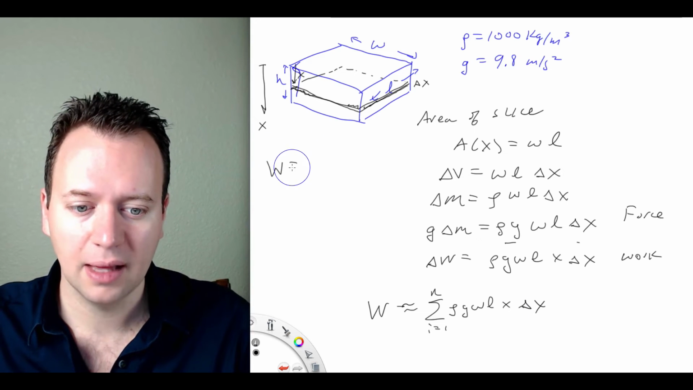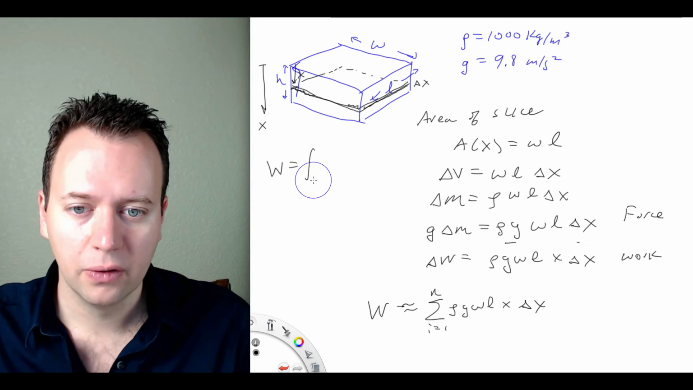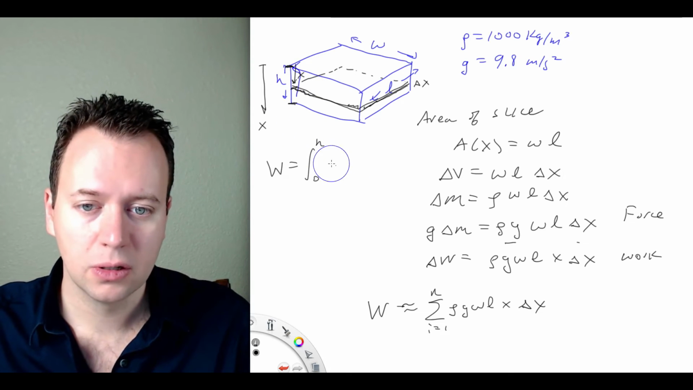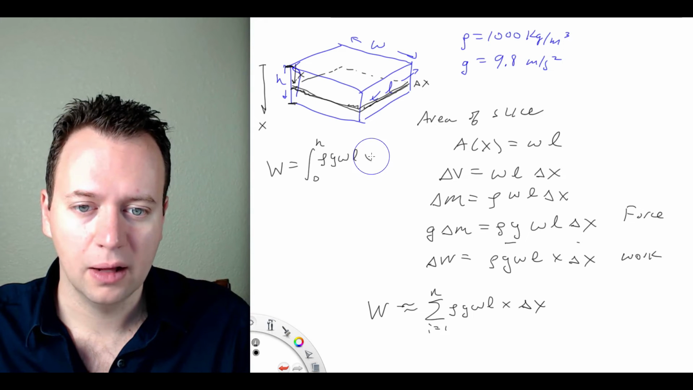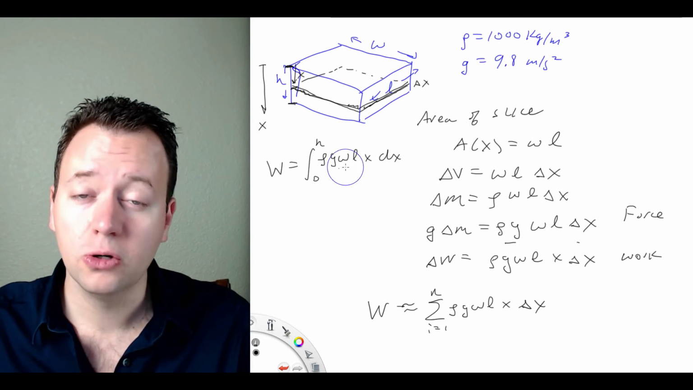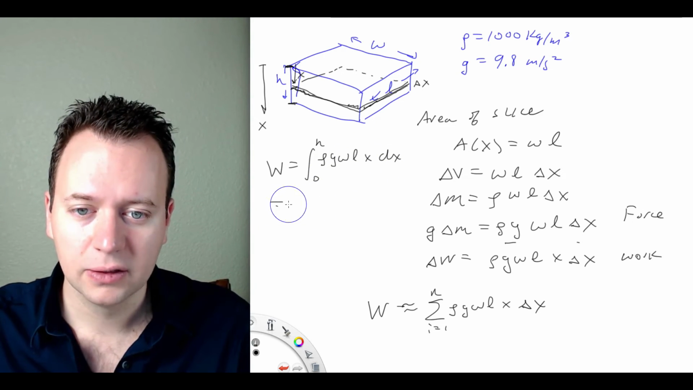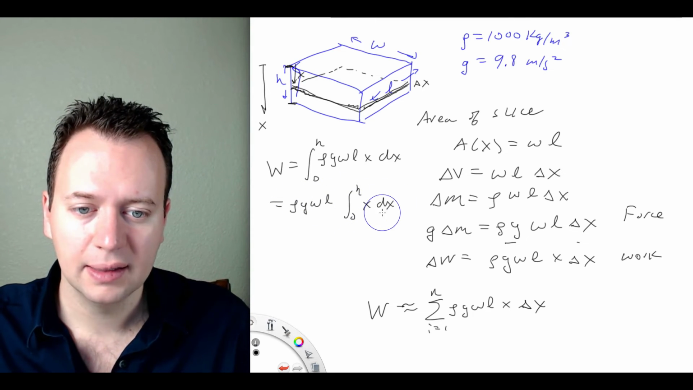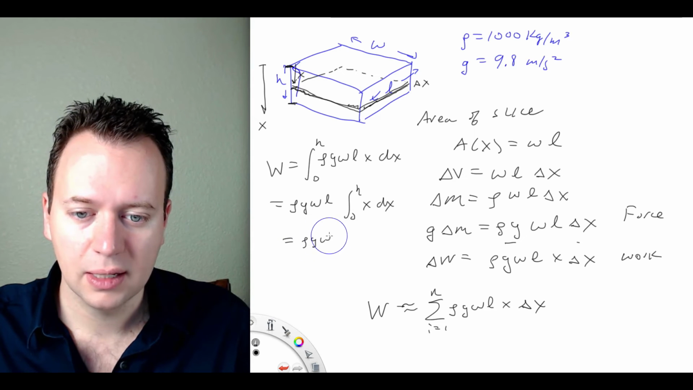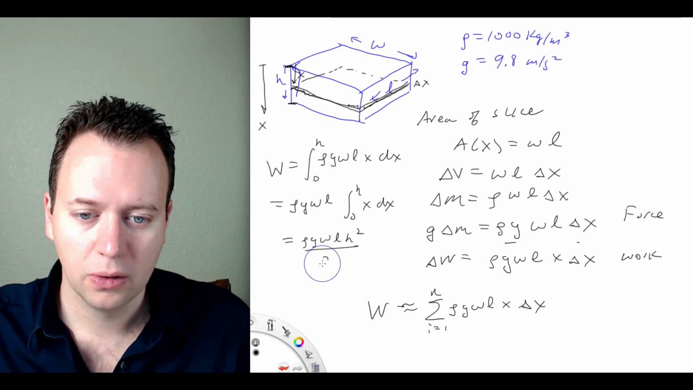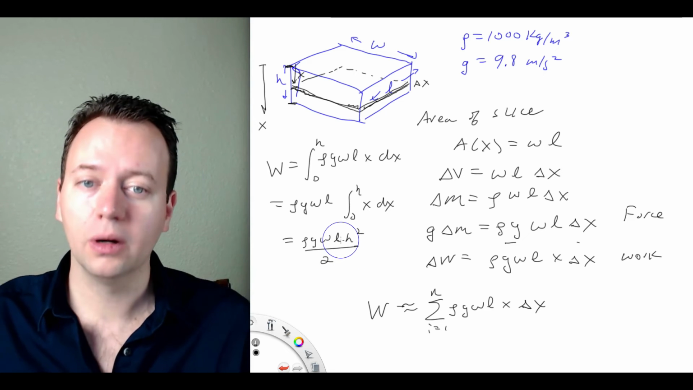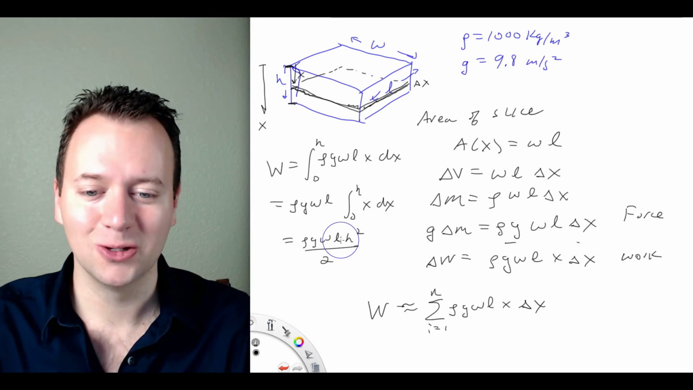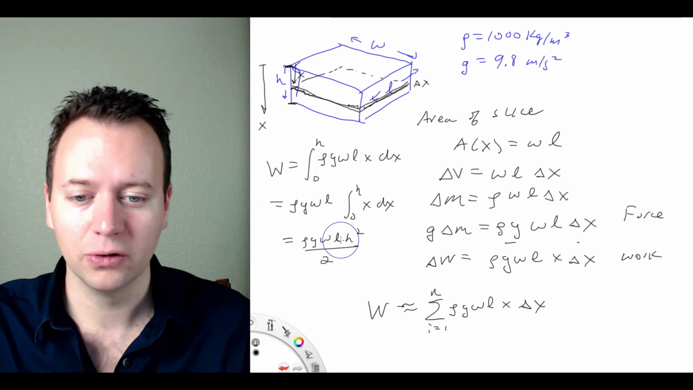So the exact amount of work is the integral from 0 to h. So x starts at 0 and stops at h of rho g WL x dx. Now rho, g, W, and L are all constants, so this is the same as rho g WL times the integral from 0 to h of x dx, which is rho g WL h squared over 2. So the total work in pumping all of the water in the rectangular swimming pool to the top is just rho g WL h squared over 2.